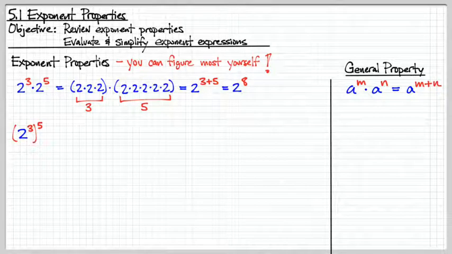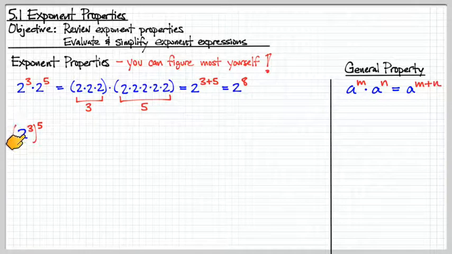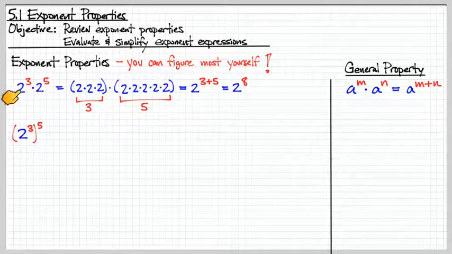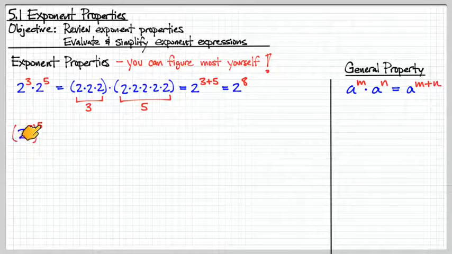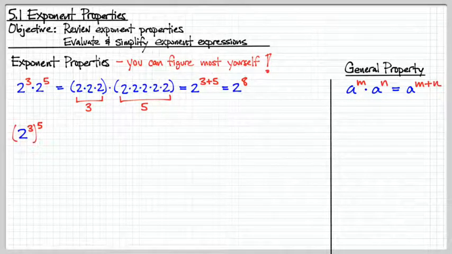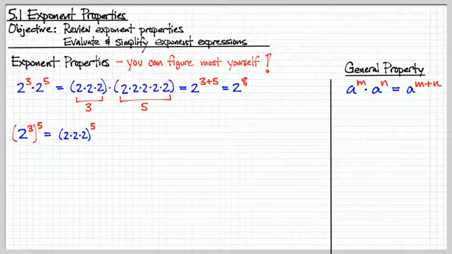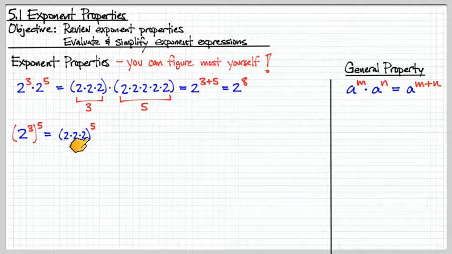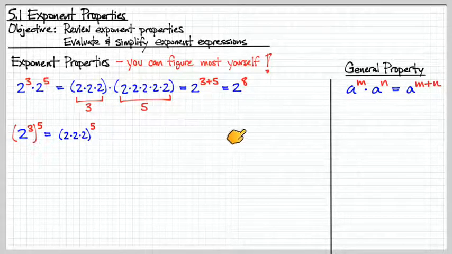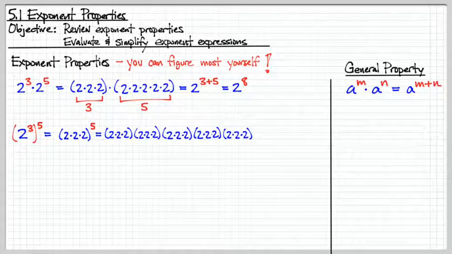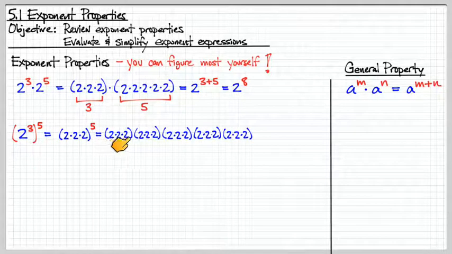Now we have another property here. These two are different properties, so be careful here. This is the multiplication of two exponent terms. This is power to the power, which is different. Now let's expand the inside of the parentheses first. This expands to 2 times 2 times 2 raised to the 5th power, and now let's expand this all out, repeating 5 times this 2 times 2 times 2.